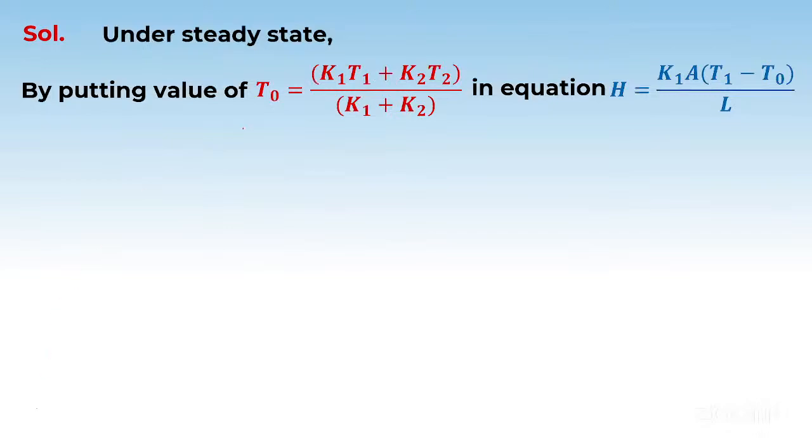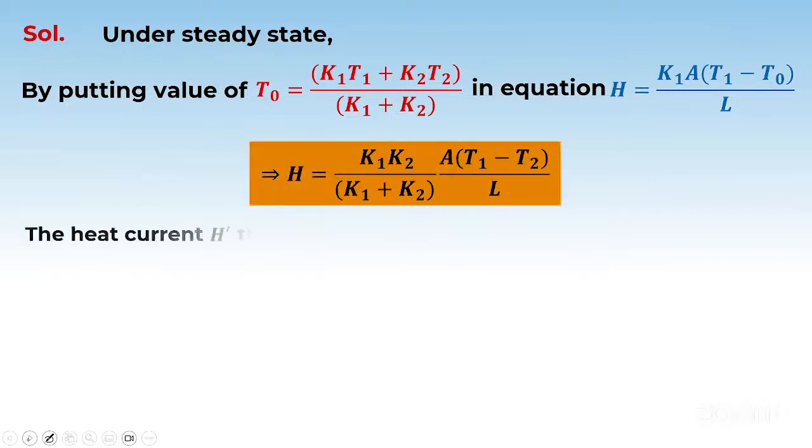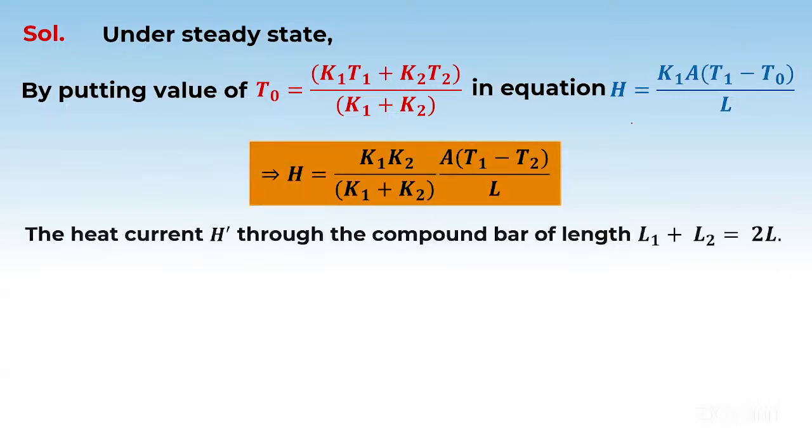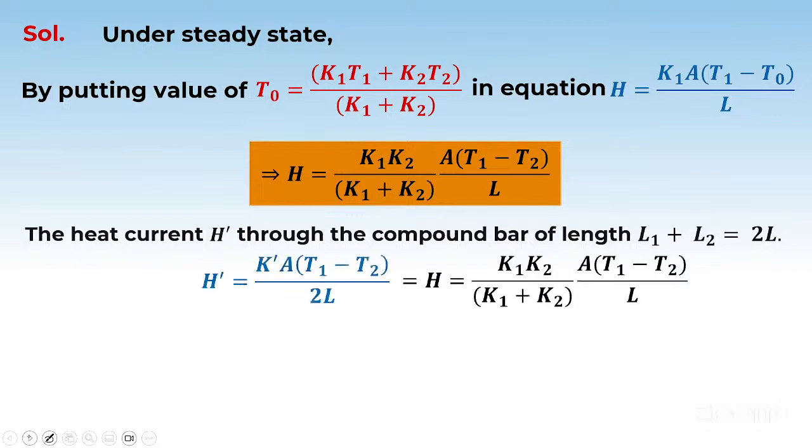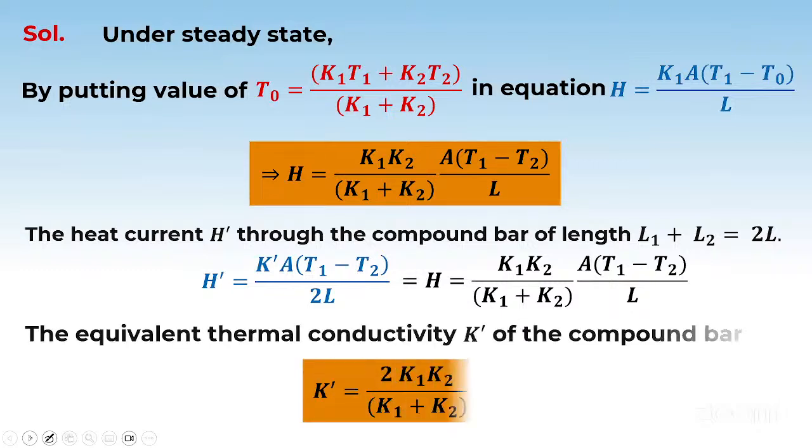Now, under the steady state, if we put down the values here, the rate of heat transfer will be K1 K2 upon (K1 + K2), A into (T1 − T2) upon L. This is written in place of what? R. So this is nothing but the resistance. ठीक है. So K, देखो, ये equivalent thermal conductivity क्या आई? 2K1 K2 by (K1 + K2).